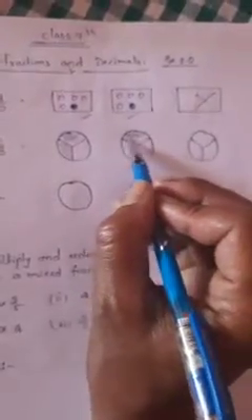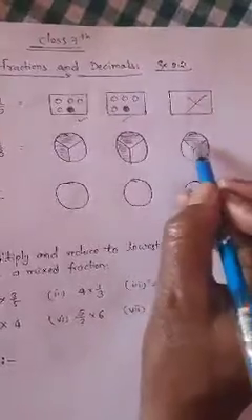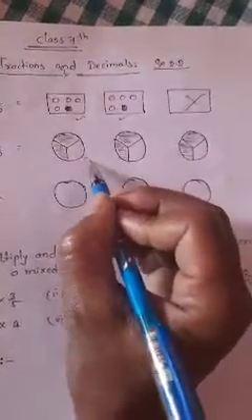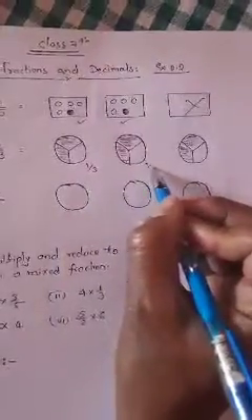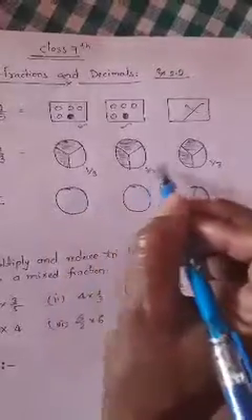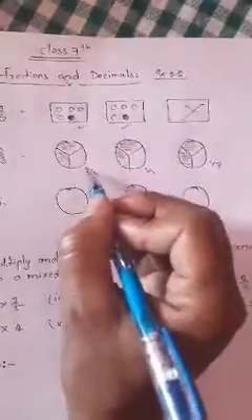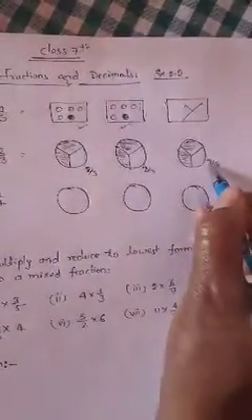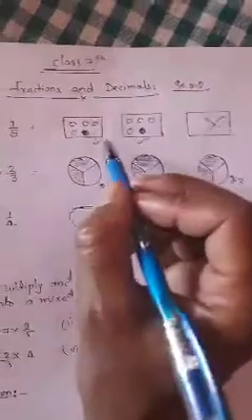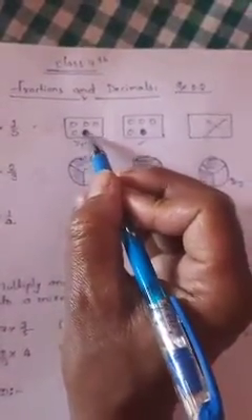So again shading one part and the second part of each circle. Each shaded part is 1 upon 3, so in total 1 upon 3, 1 upon 3, 1 upon 3. So 2 upon 3, 2 upon 3 and 2 upon 3. So 2 upon 3, how many times? 3 times.